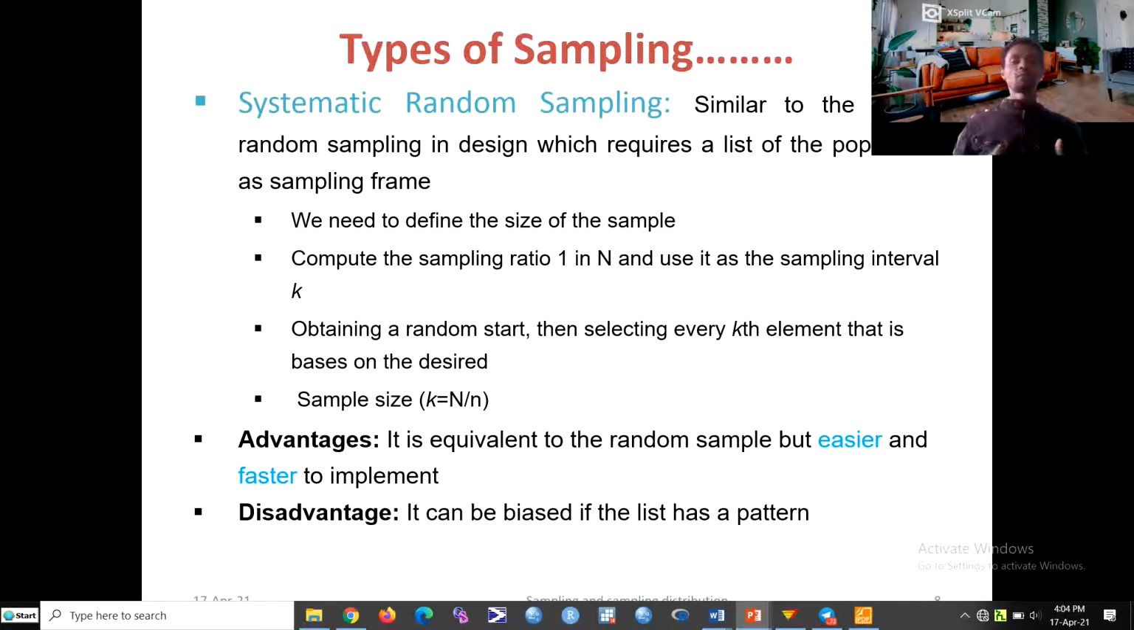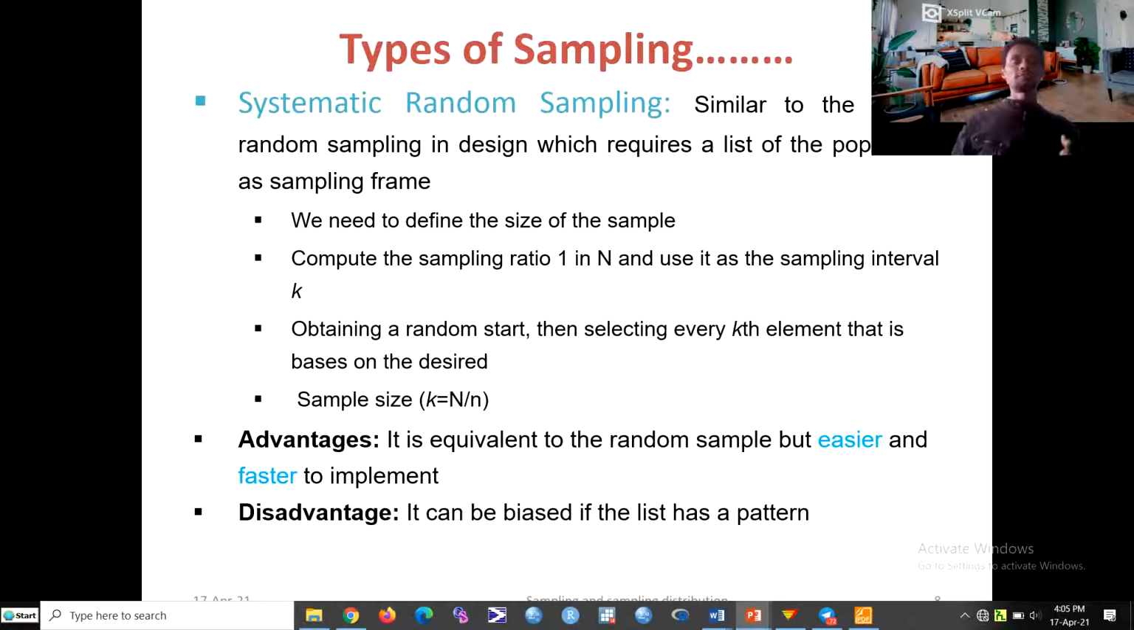It's equivalent to the random sample, but easier and faster to implement. Why? Once you have the case interval in the frame, picking every sample will be very easy, and that's easier and faster to implement. Disadvantage: it can be biased if the list has a pattern.